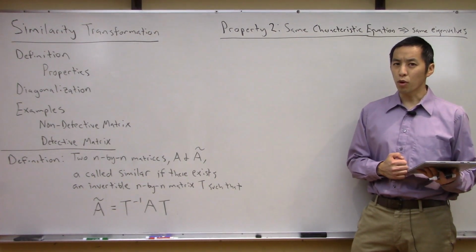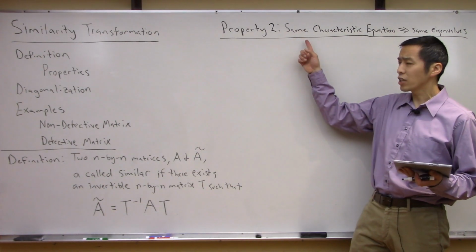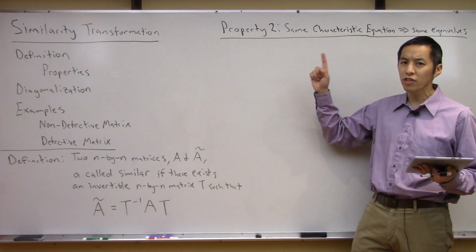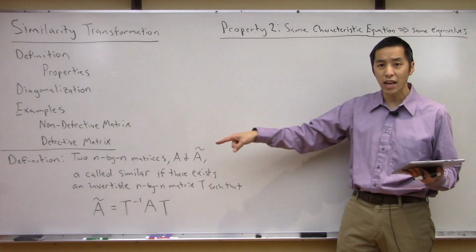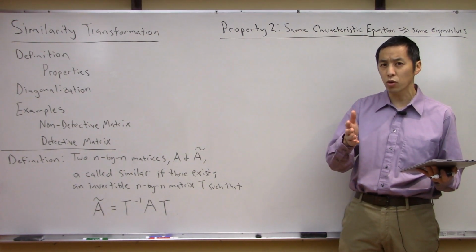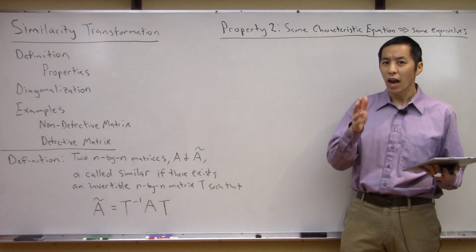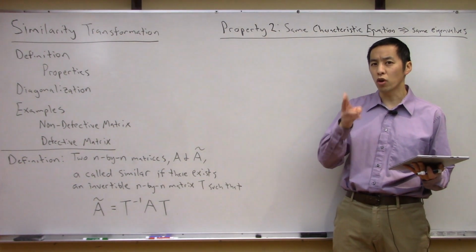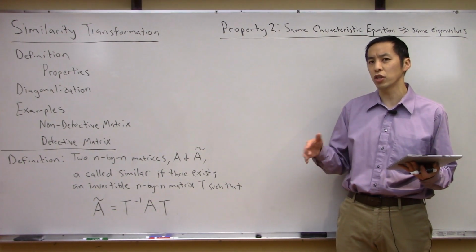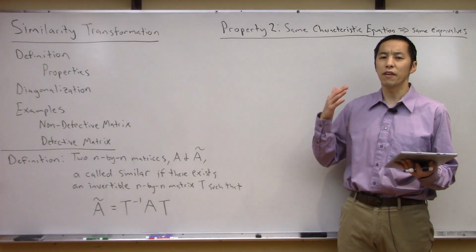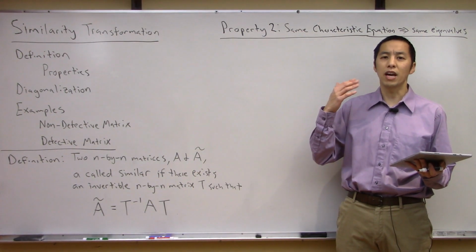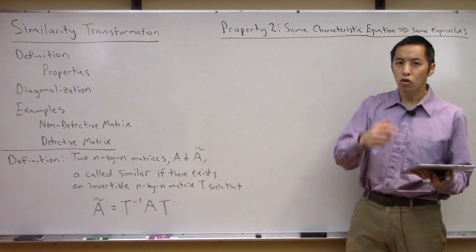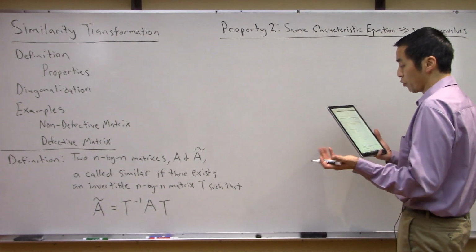So the second property that I'd like to investigate, we're actually going to see that the characteristic equations of both A and A tilde, the matrix characteristic equations, are the same. And if you remember, you solve the characteristic equation of a matrix in order to find its eigenvalues. So if the characteristic equations are the same, the eigenvalues are going to be the same. So let's go ahead and prove that right now.